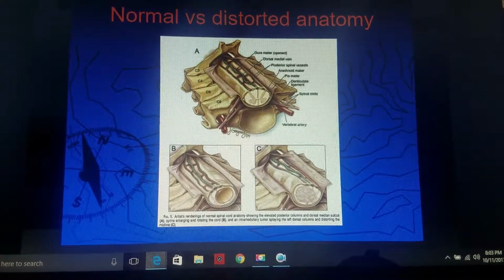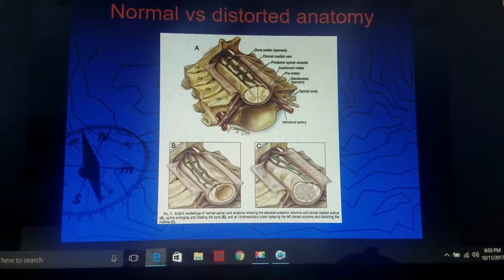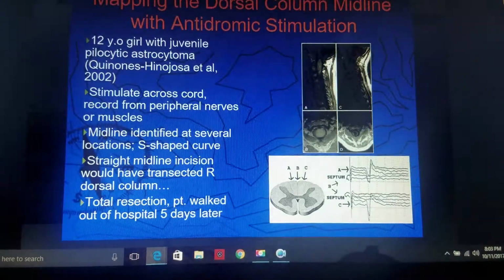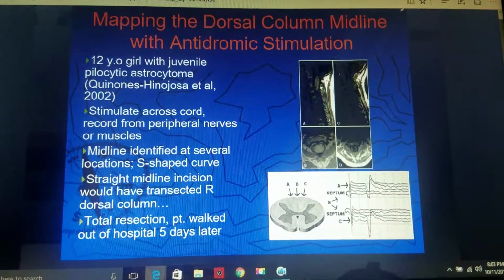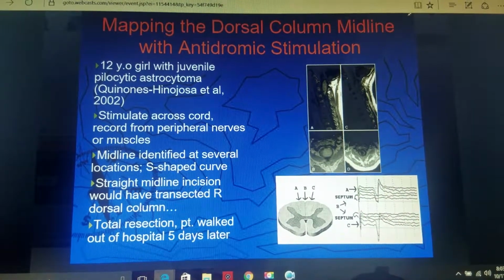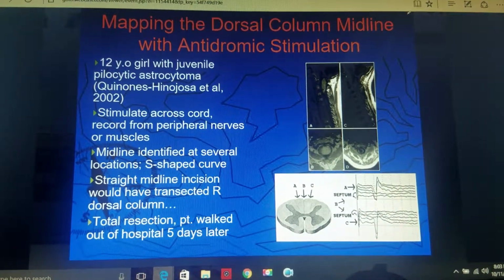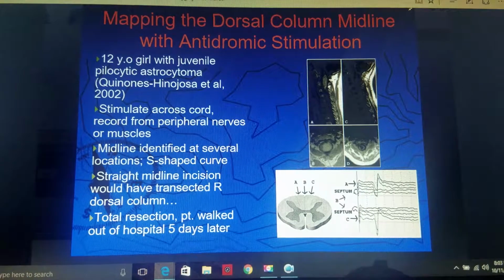And you can't always tell by these surface veins exactly where the midline is, so it's a good idea to map it. Here's an example of a case that we published back in 2002 with who was then a neurosurgery resident, Alfredo Quiñones-Hinojosa.